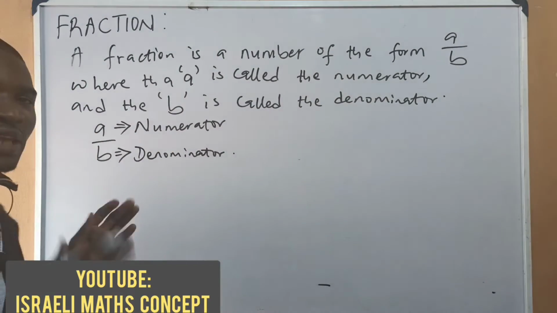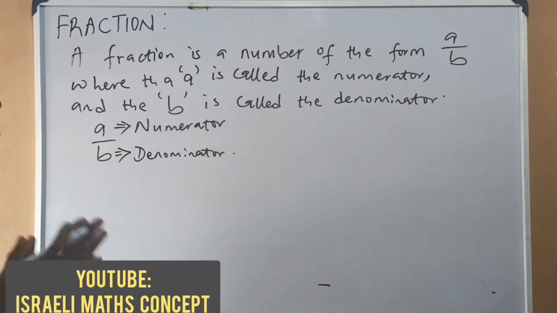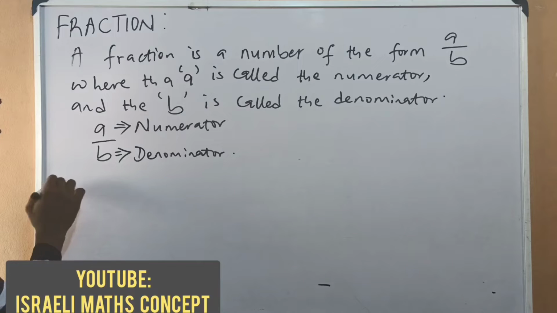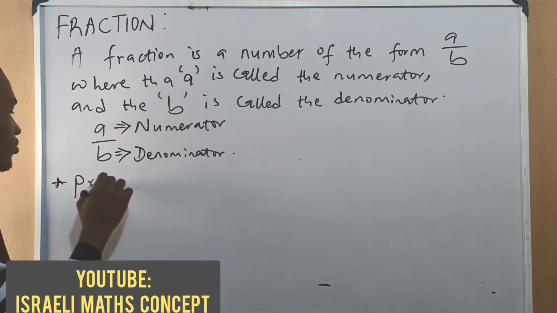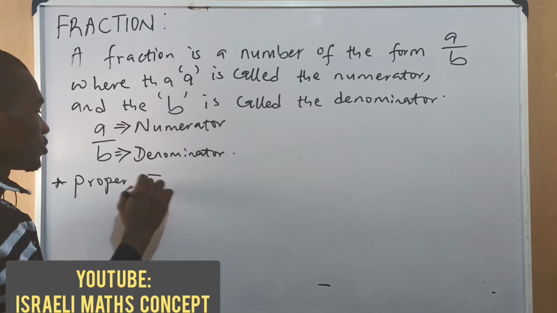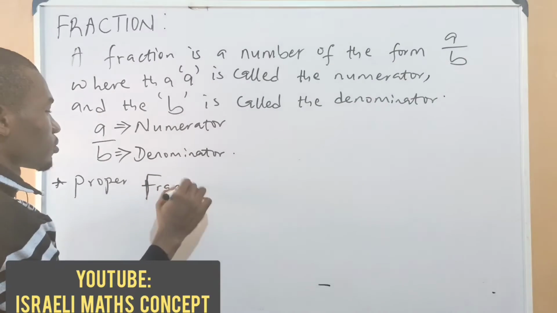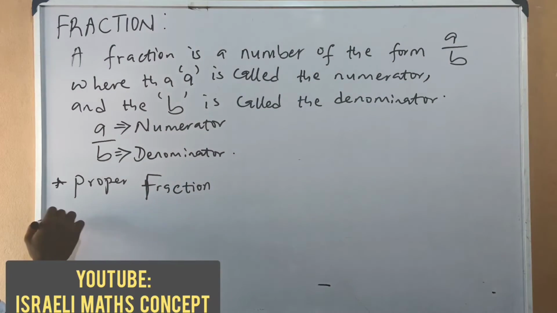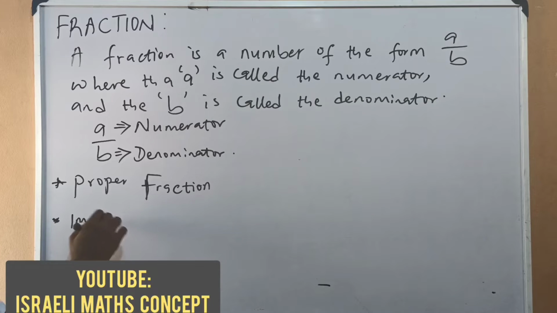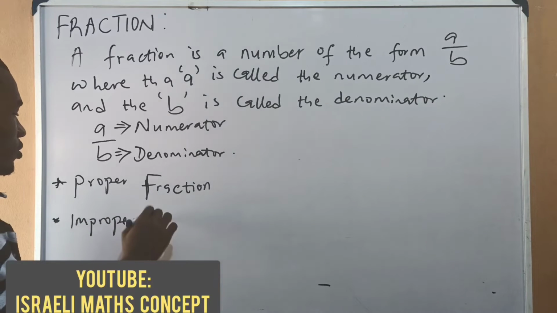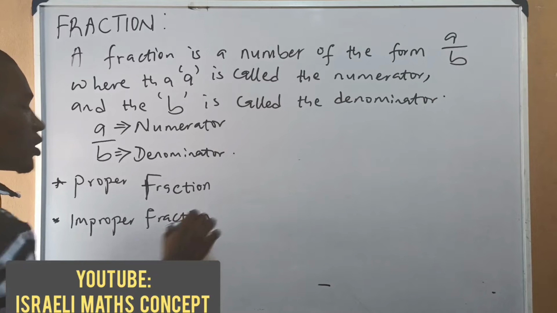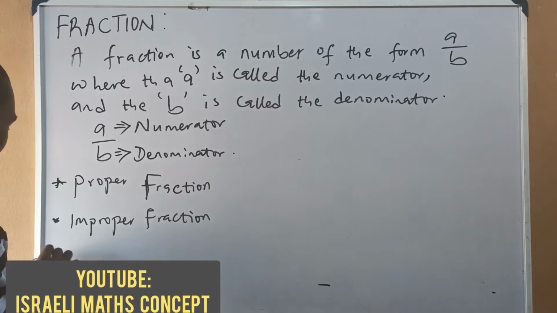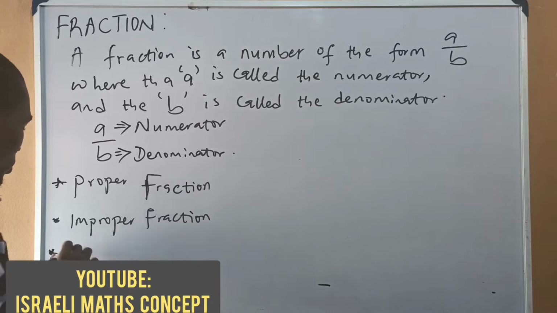I want to go into types of fraction. What are the three basic types of fraction we have? The first one is what we call the proper fraction. The second one is what we call the improper fraction. And the third type of fraction we have is what we call the mixed fraction.